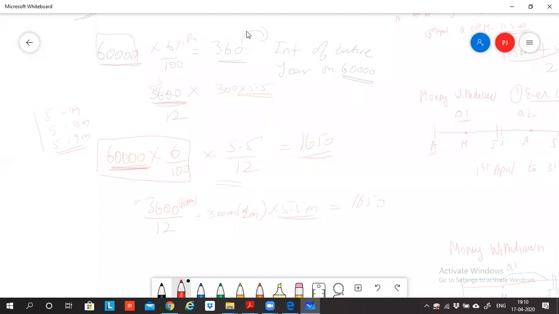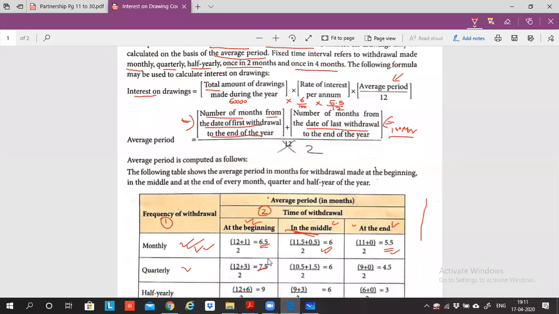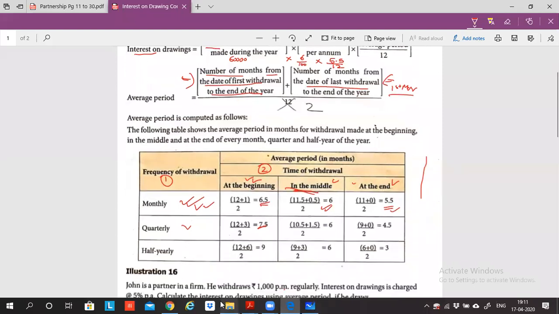Are you able to follow the logic or concept? See guys, it's simple. You can very well buy out the formula. You can buy out the table, and you are totally good to go and solve the problem. But all those people who want to learn conceptually, I have taught you the concept today. All those who still want to buy out, you have to remember this formula, and you have to remember this table.